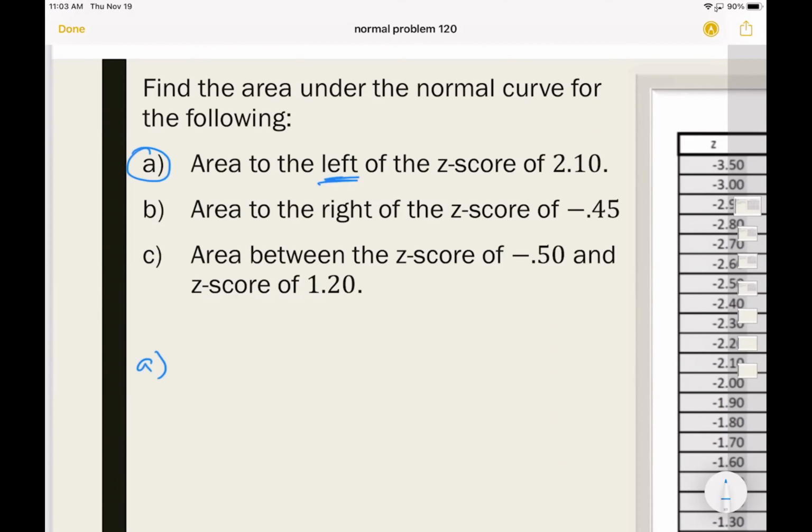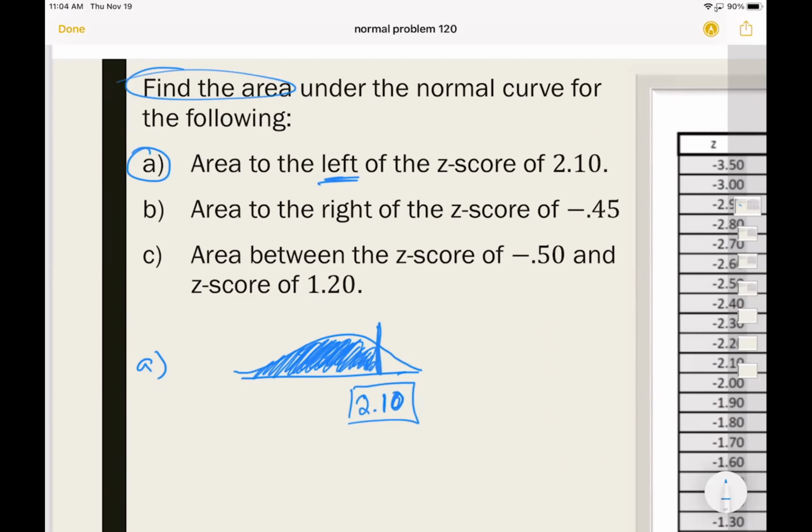This is what I mentioned: whenever they ask you to find the area, you want to sketch your normal distribution curve. It does not have to be perfect. Because they ask you for the left, you draw this item here. This is my boundary, and this is the area I'm looking for: the area to the left of whatever this z-score is. This z-score is 2.10.